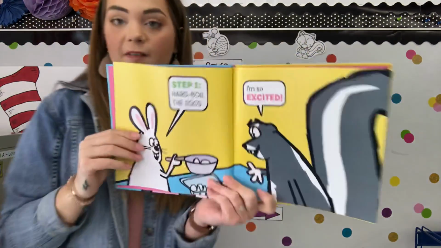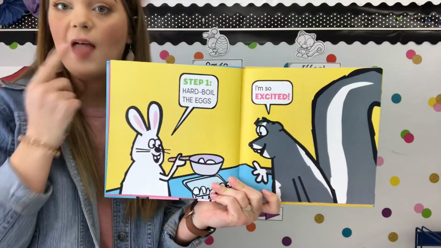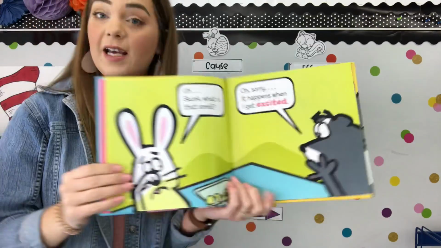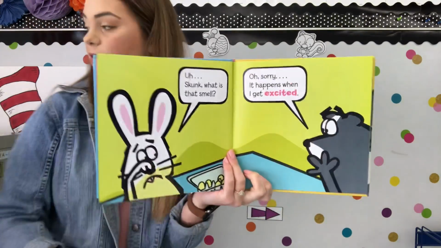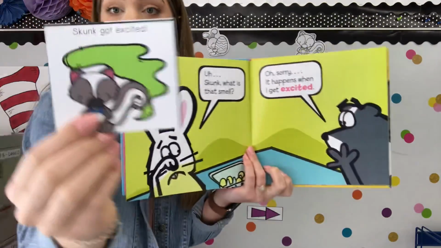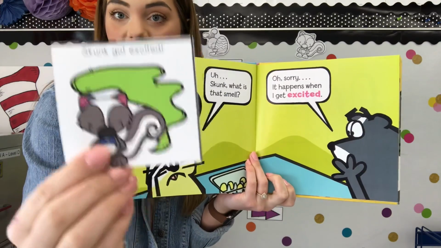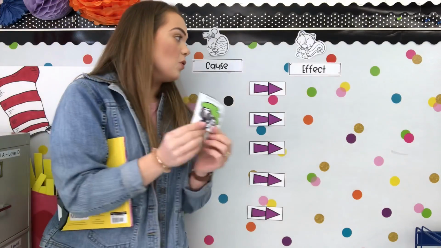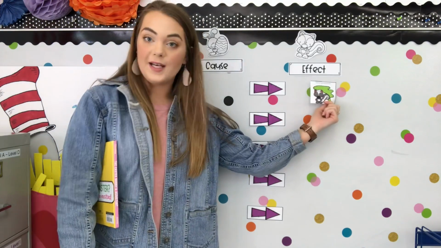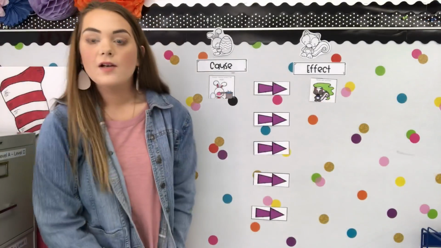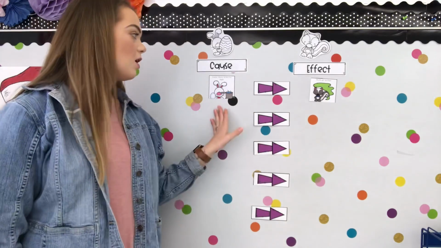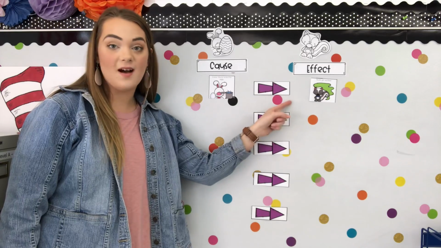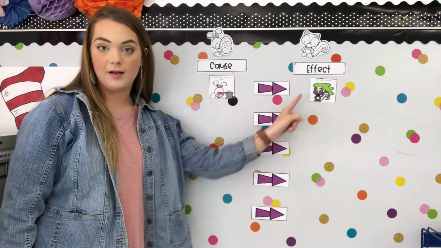Then your effect of that is what the skunk did. He said, I'm so excited. What did he do? Pay attention to the background. He got so excited. You can see like his stink that's behind him, all right? So that is going to be your effect. Should go right here. I'll tape it up there in a second. Okay. So I got them taped on there. Again, our first cause was the Easter Bunny boiling the eggs, and the effect of that was the skunk got excited, right? And he sprayed, okay?